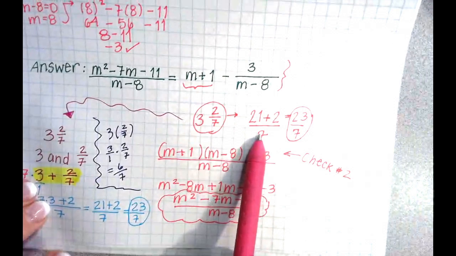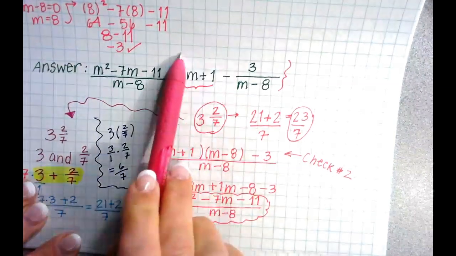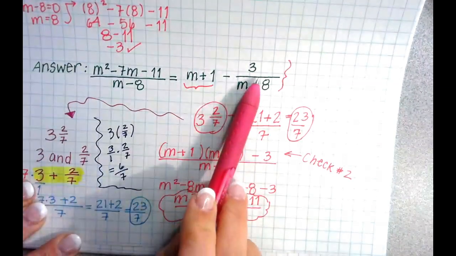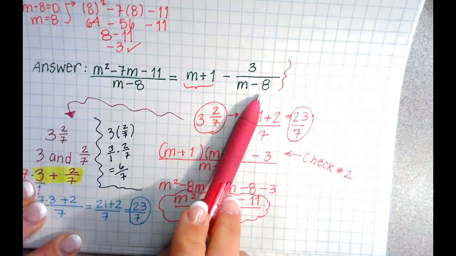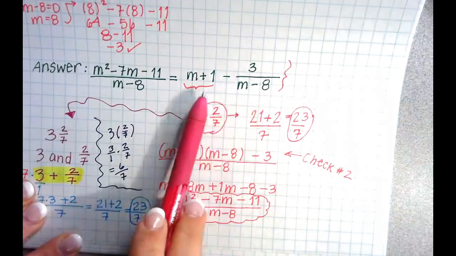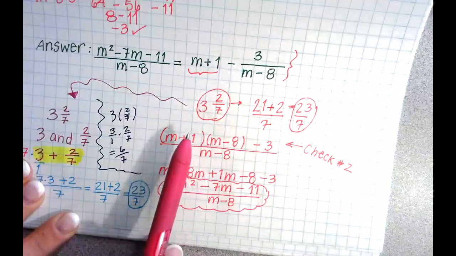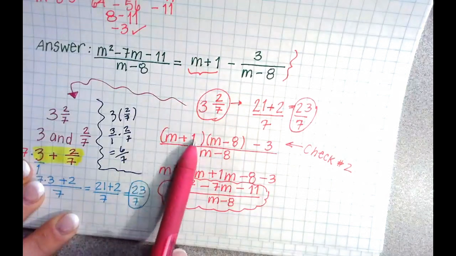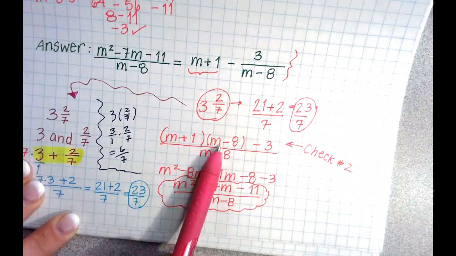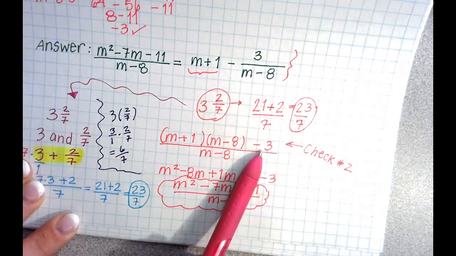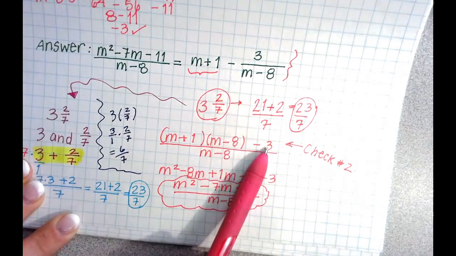So you could do the same thing on my answer. Here's my main part of the quotient. Here is my numerator, denominator, my little proper fraction, and this is my whole number. Big whole number, main quotient part, times denominator, plus top, which is really minus because it's negative 3.